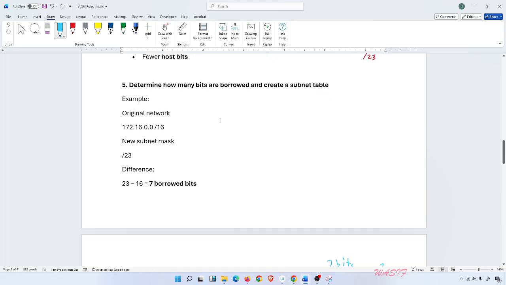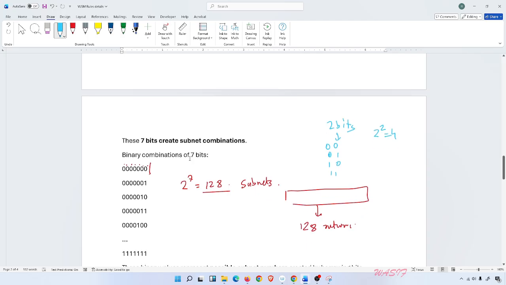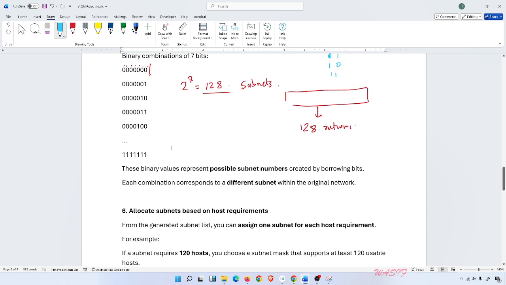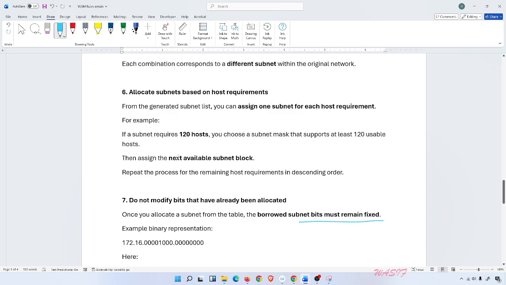When you are moving from left to right, you will be creating subnets with the number of borrowed bits. Each of them is a subnet, and you should write them. Like if you borrow 7 bits, it creates 128. You don't need 128 networks, but you create 128 subnets, and each subnet is unique, and they can be used for solving each of the problems. So assign one subnet for each host requirement, then take the next available subnet.